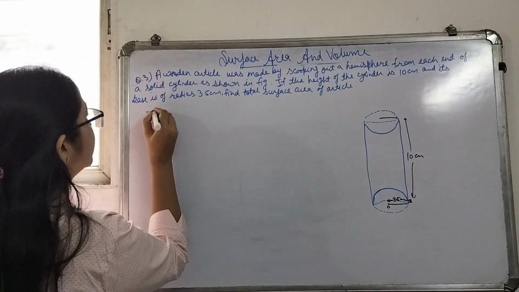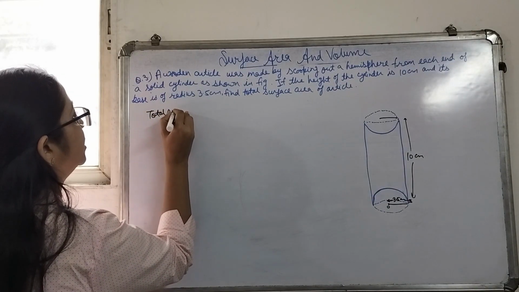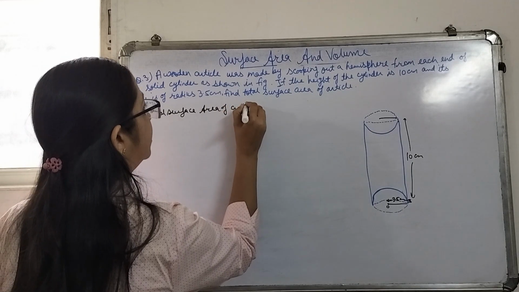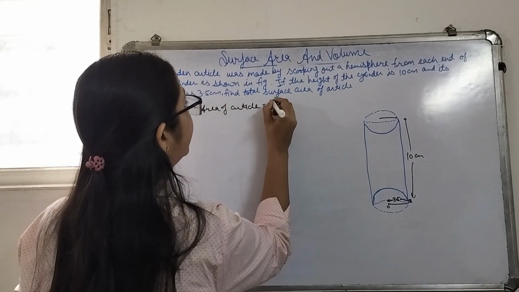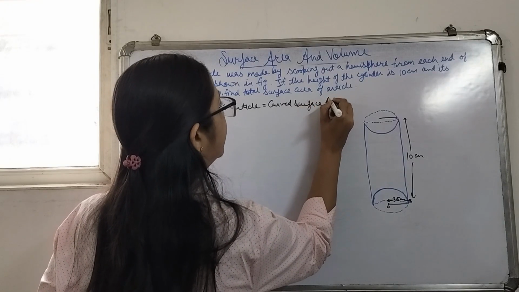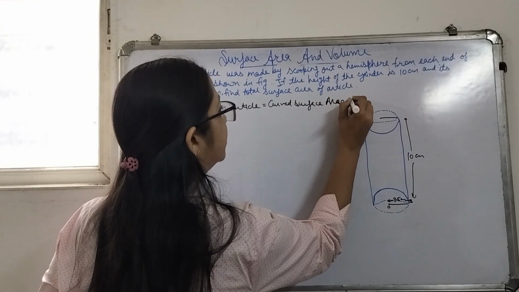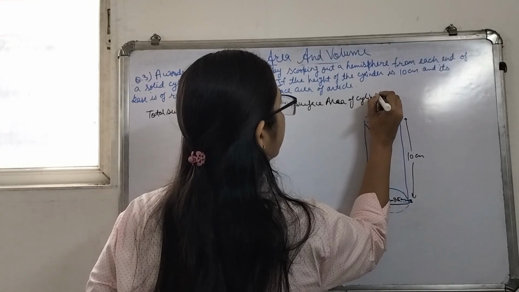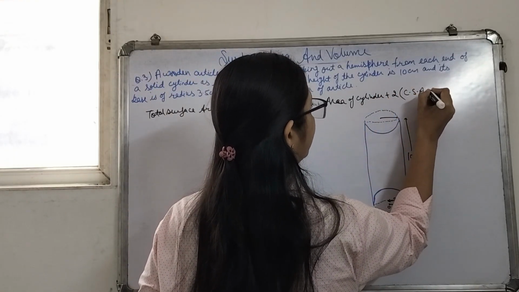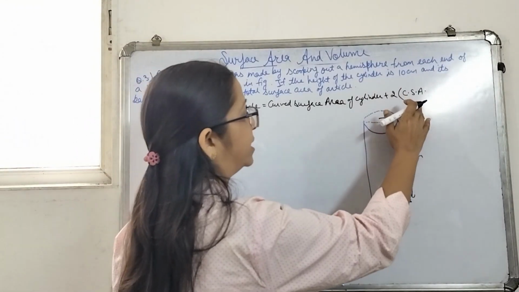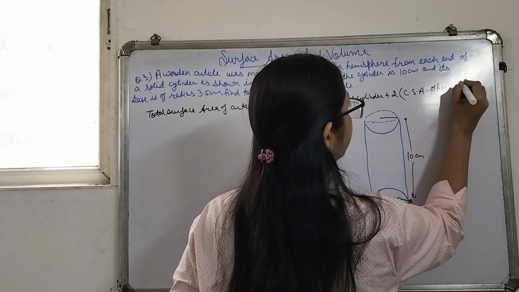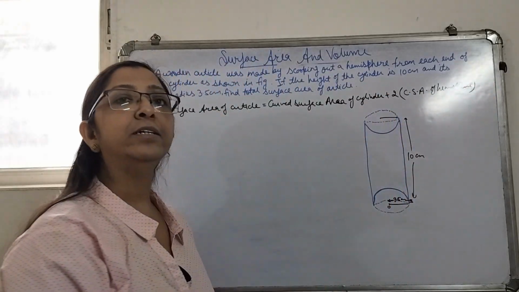Now this total surface area of the article will be the curved surface area of the cylinder plus 2 times the curved surface area of the hemisphere. Instead of writing curved surface area, I am writing CSA. There were 2 hemispheres, so I have multiplied it by 2.